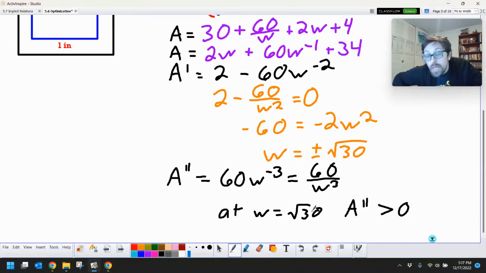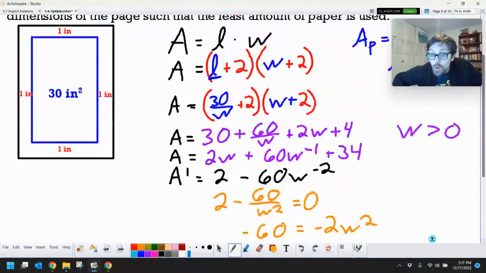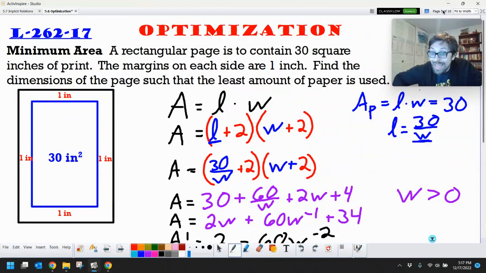Now that we know what W is, we can go back up here and figure out what L is going to be. Well, something times the square root of 30 is 30, so L is also going to be the square root of 30. So that rectangular page is going to end up becoming a square page. That's how we get this minimized. So L is also the square root of 30.